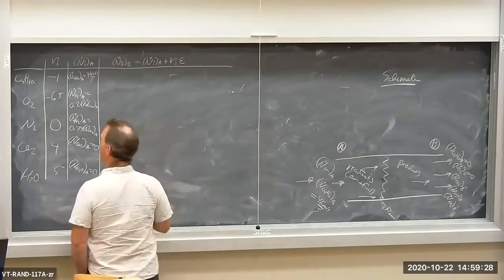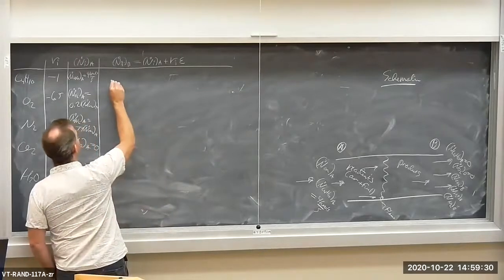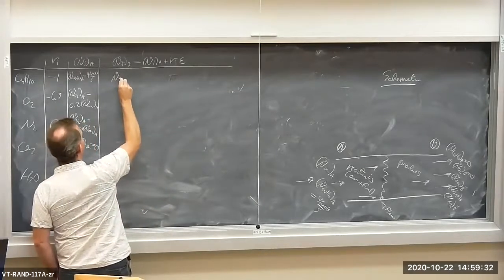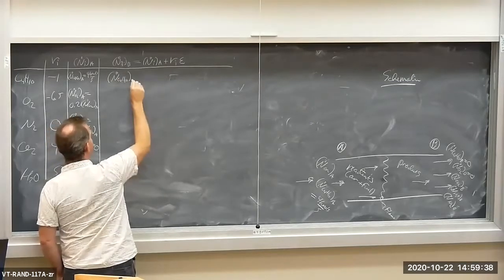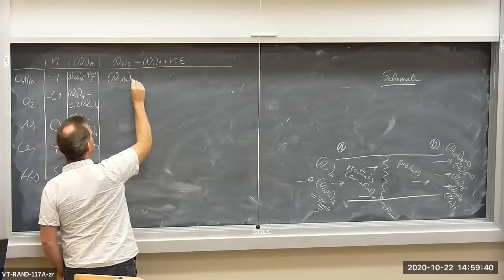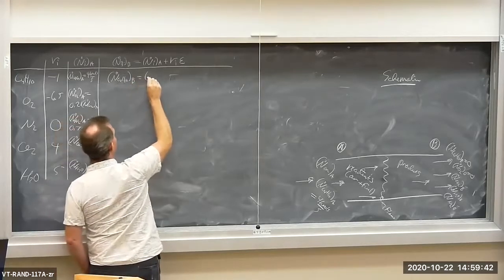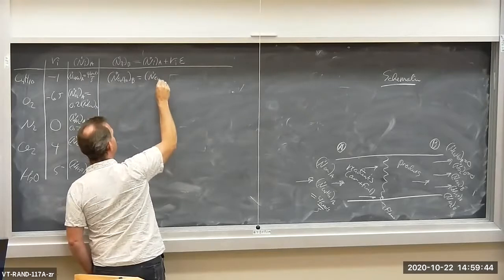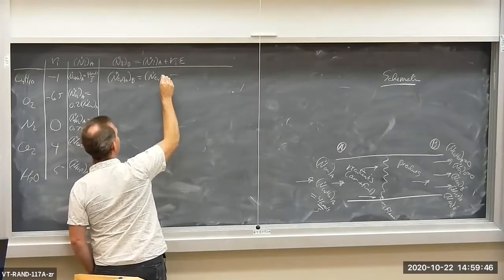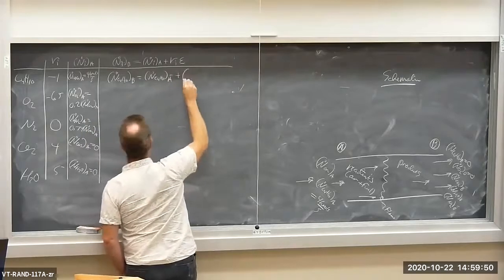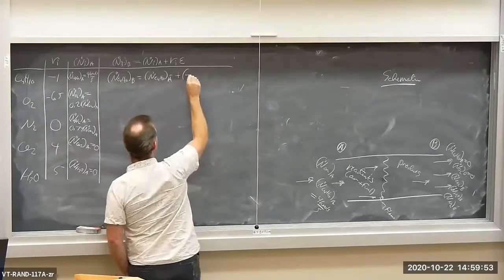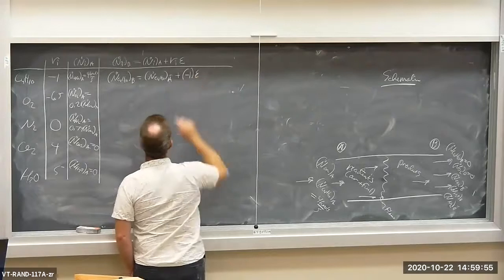All right, let's do the butane. So N dot C4H10 on the product side is equal to N dot C4H10 on the reactant side plus the stoichiometric coefficient, which is -1, times epsilon.